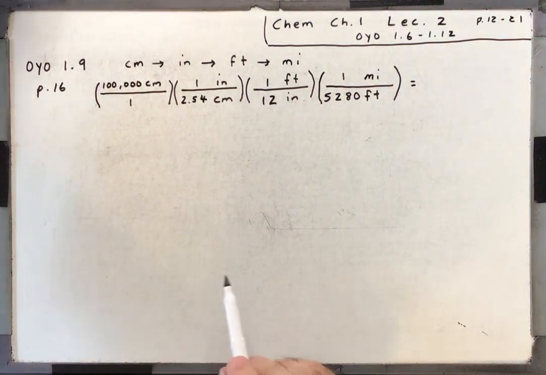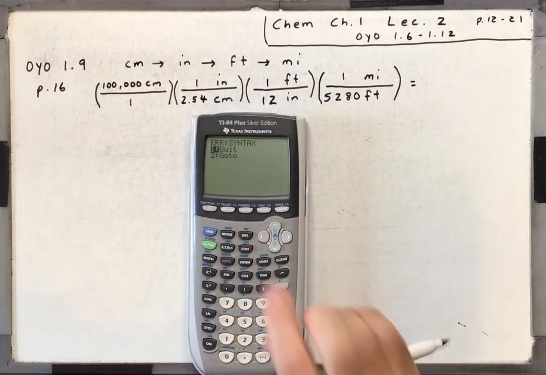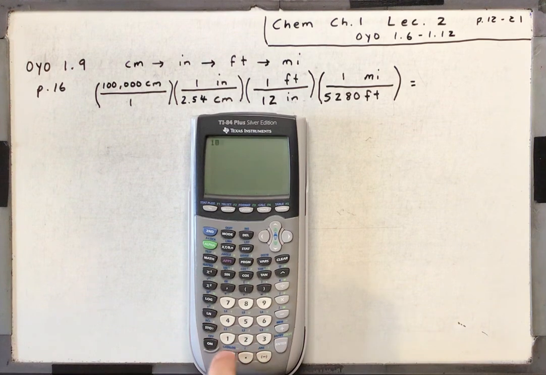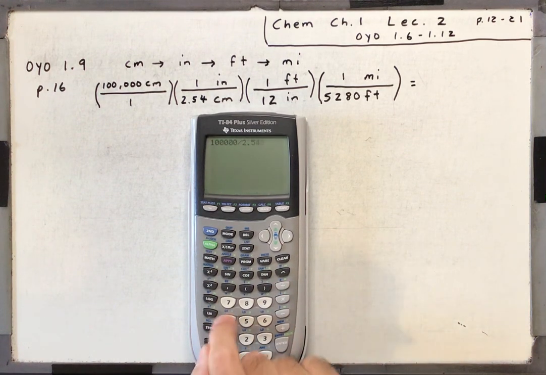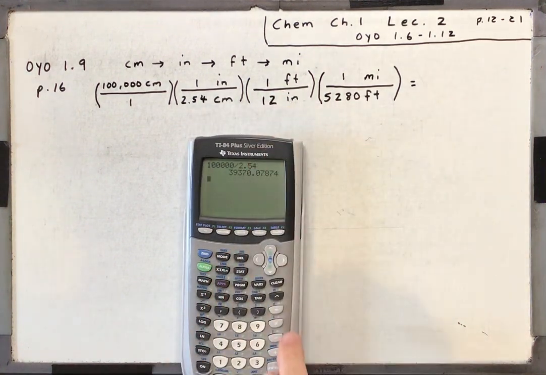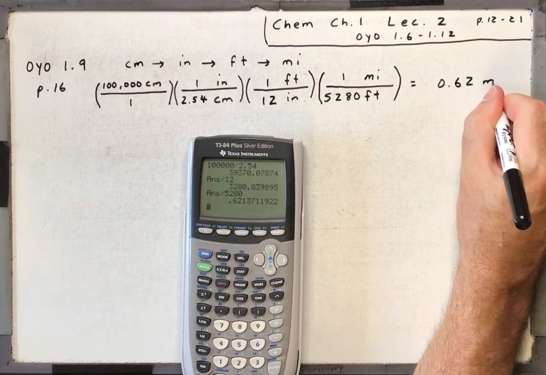Okay, so let's go through this. All of these numbers are on bottom, so there's going to be a lot of dividing here. All right, so we start with 100,000 centimeters. Going to divide that by 2.54. Hit enter. The next thing we're going to do is divide it by 12. I'm going to hit enter, and then divide that number by 5,280. And we have 0.62 miles.